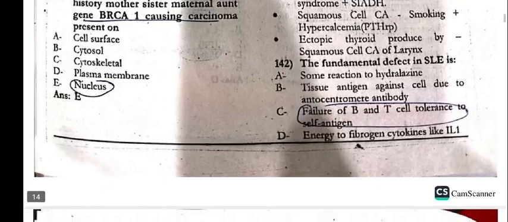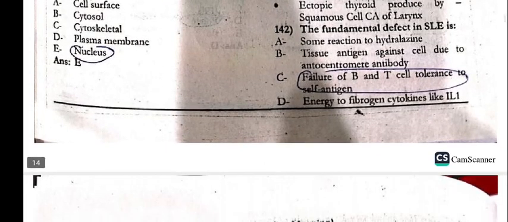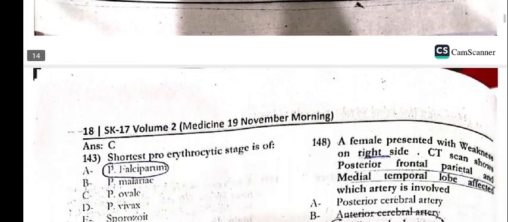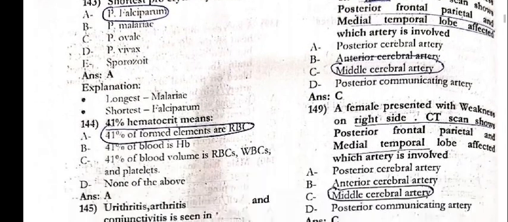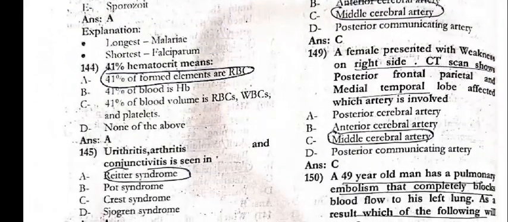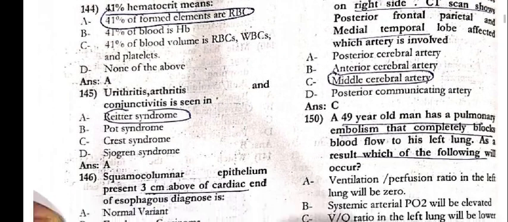142. The fundamental defect in SLE is the failure of B and T cell tolerance to self-antigen. 143. The shortest pre-erythrocytic stage is of Plasmodium falciparum. Next, 144. A 41% hematocrit means 41% of the formed elements are RBCs.